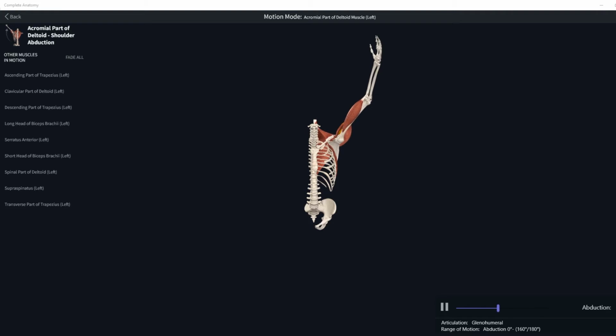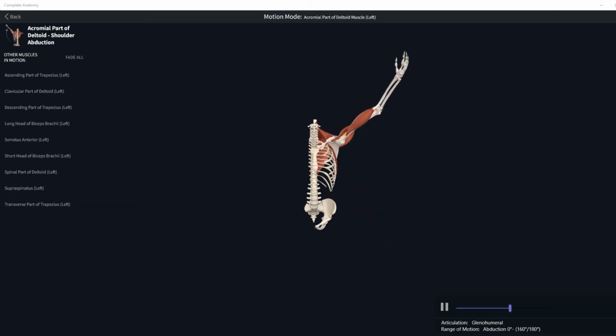Now that we have those three basic movements out of the way, let's take a look at our next movement set, abduction and adduction. This movement is most obvious at the shoulder and hip. Abduction in these two locations involves moving the limb laterally out away from the body.